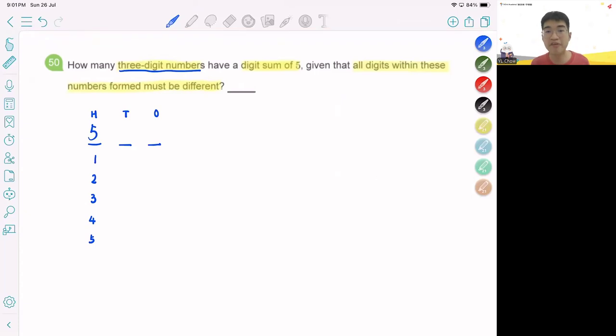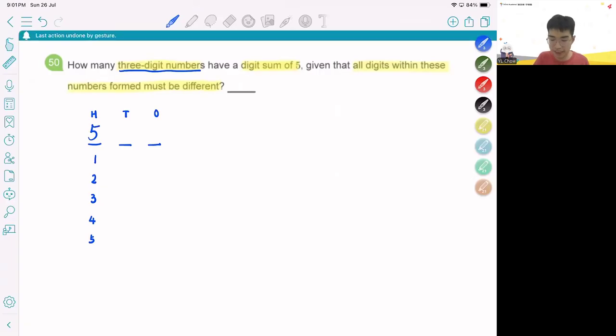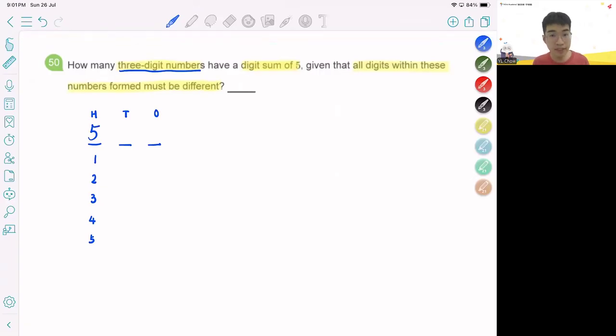Cannot, right? Because if my hundreds digit is 5 and I want a digit sum of 5, 5 plus what is 5? The only possible case is 5 plus 0 plus 0. But then it's invalid because I want all digits to be different. Okay, so in that case, my hundreds digit also cannot be 5. So it could either be 1, 2, 3, or 4.